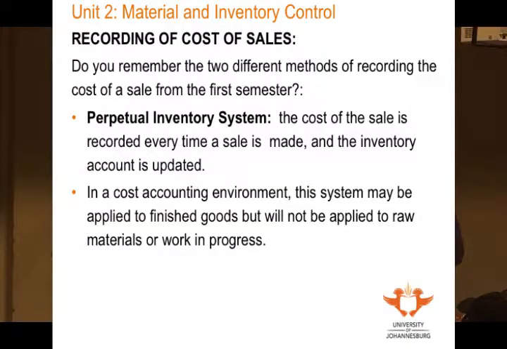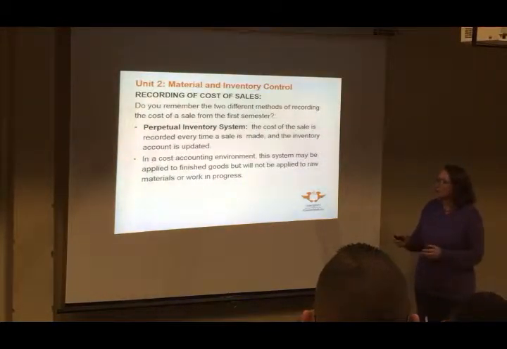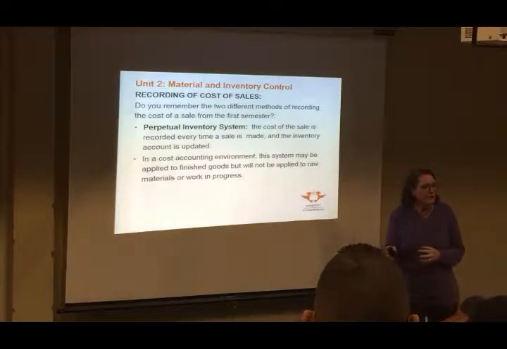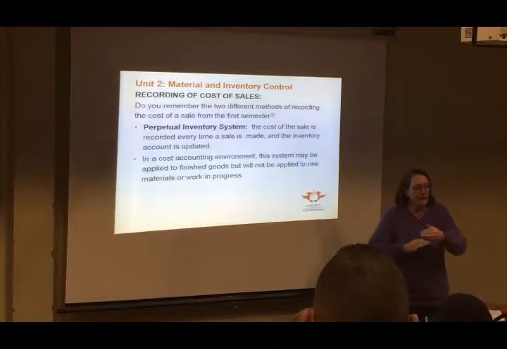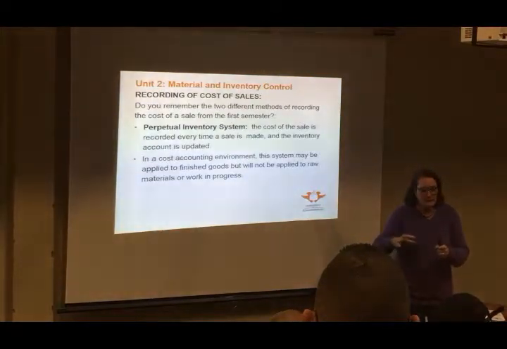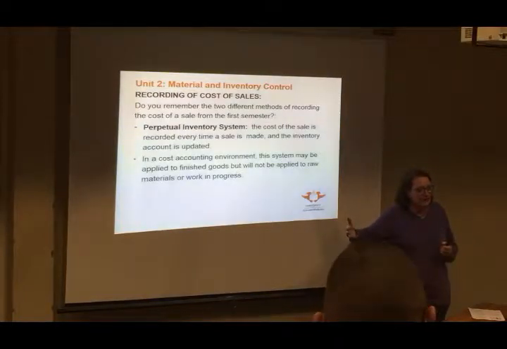Okay, so the perpetual inventory system we did a lot of in the first semester, where every time you record the sale, you record the cost of sale. But now we're looking at work in progress. If the raw material is going to a different section of the factory, to work in progress, and then the work in progress is going to finished goods, but it's not necessarily being sold to an outsider, so the perpetual system is less appropriate.